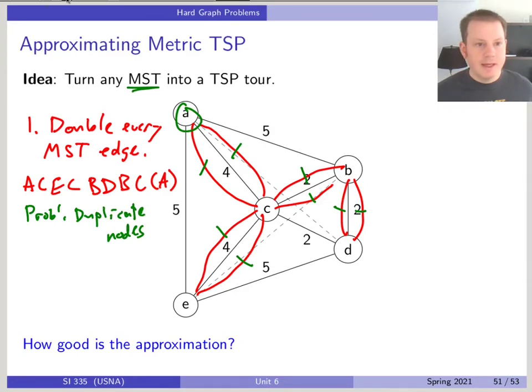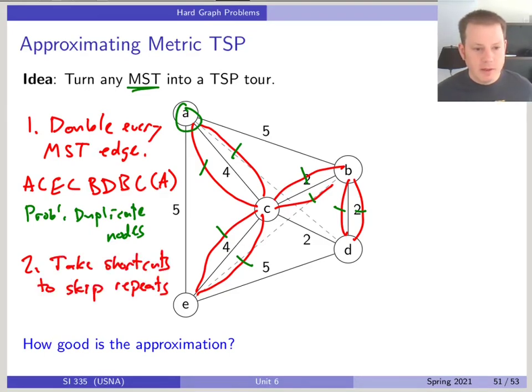And so the second part of this approximation algorithm is that you just take shortcuts to avoid the repeats. So what that means is I start at the same spot, and then I'm just going to follow this same path, but I'm just going to skip any repeats. So I'll go from A to C, then E is next.